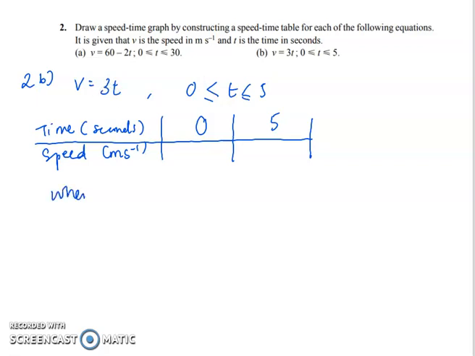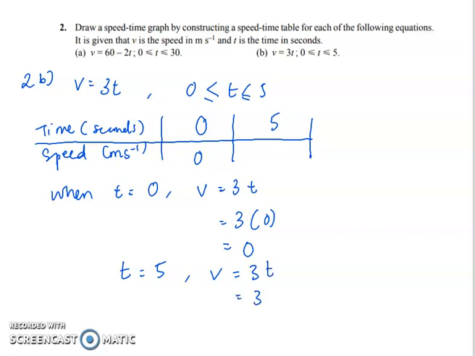So when t is equal to 0, v equals 3t, so 3 times 0 is 0. So when t is 0, v is 0. Next, when t is equal to 5, the same thing, substitute inside your equation, v equals 3t. So when t is 5, 3 times 5, v is equal to 15. And from here, we can begin drawing our graph.